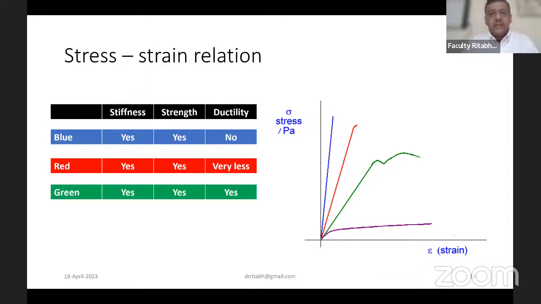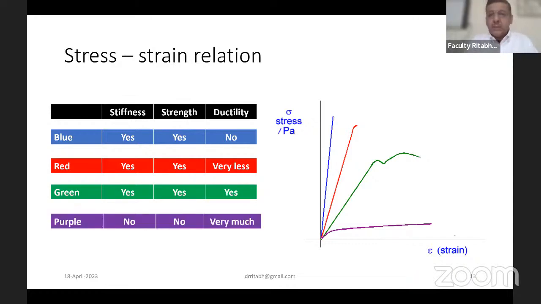The green line is strong, has good strength, has good stiffness, but has a wide plastic zone. So it is a ductile material. It stretches out, gives some time before it breaks catastrophically. This is stainless steel.